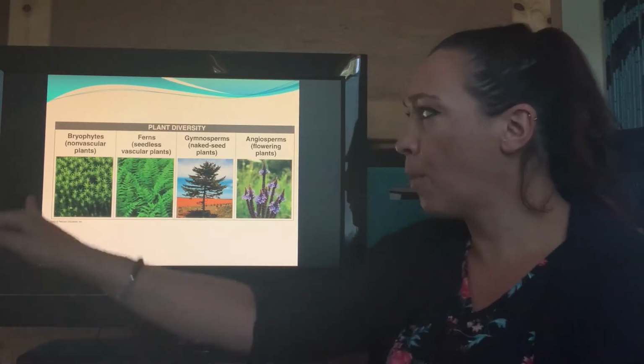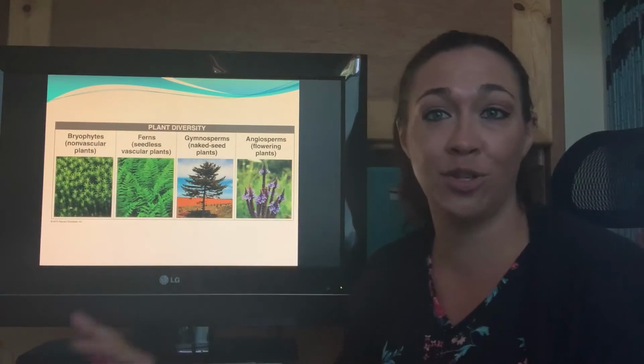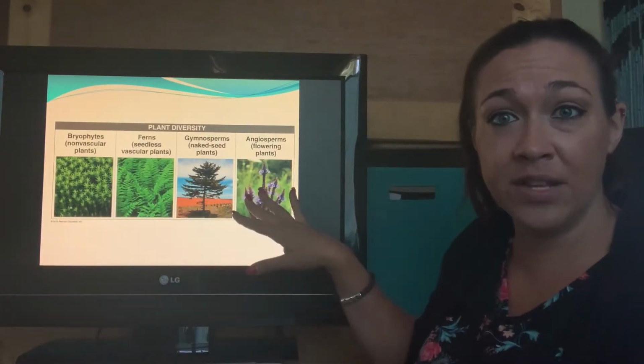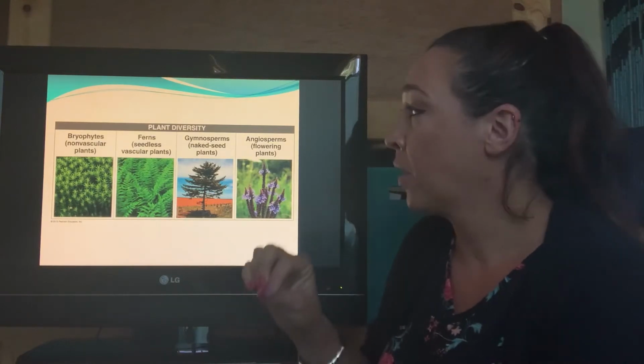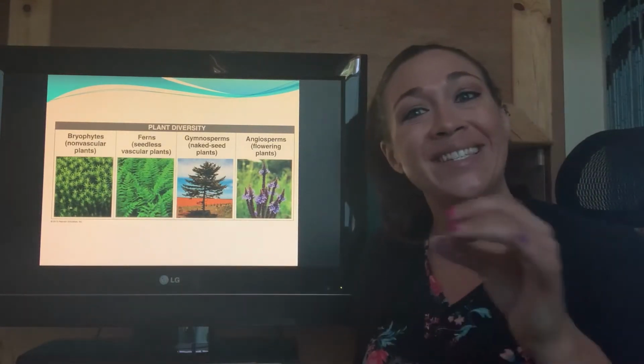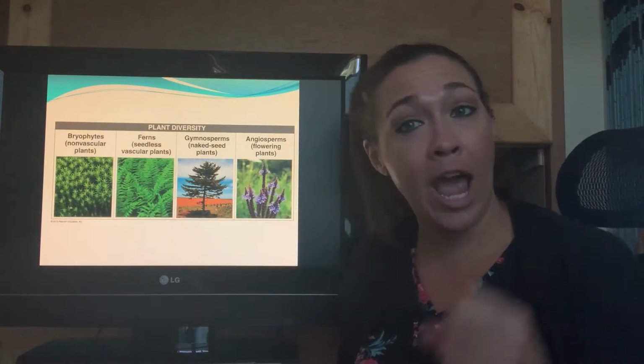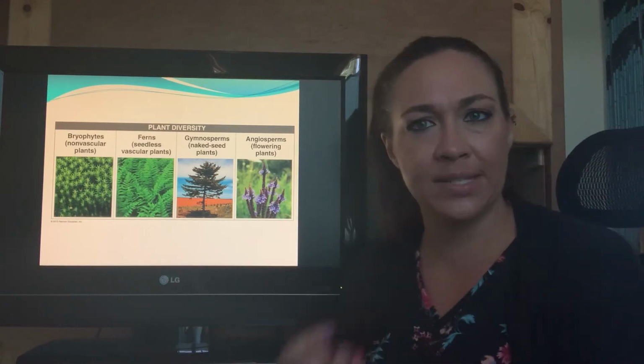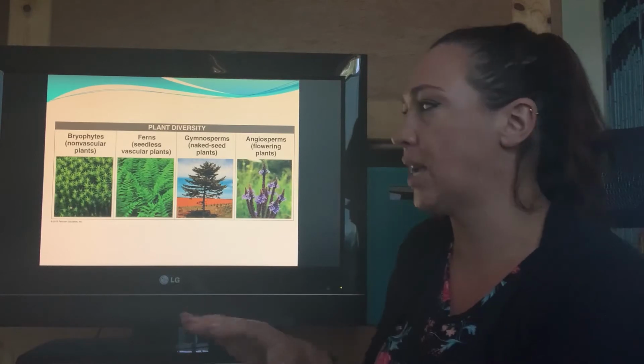So bryophytes are the non-vascular plants. The rest of them are vascular. So all 3 of these are vascular plants. The ferns are considered seedless vascular plants. So they have a vascular system, they have that transportation system, but they do not have true seeds. And we're going to talk about that in just a second.